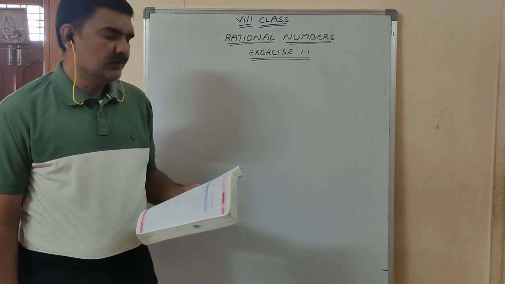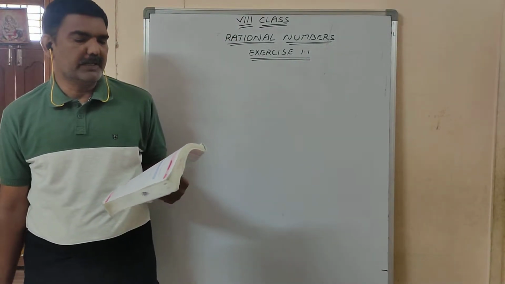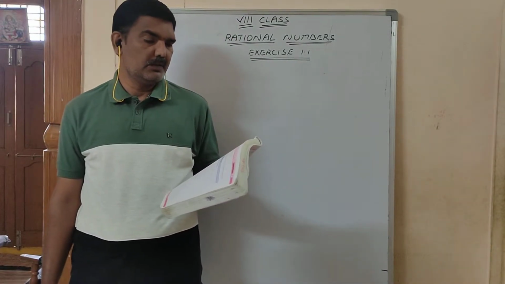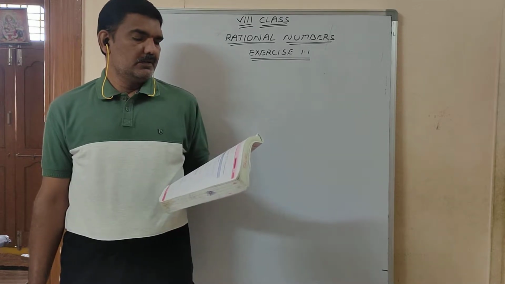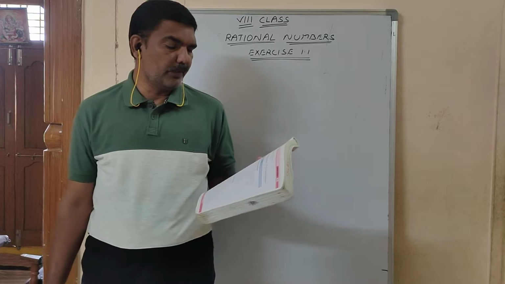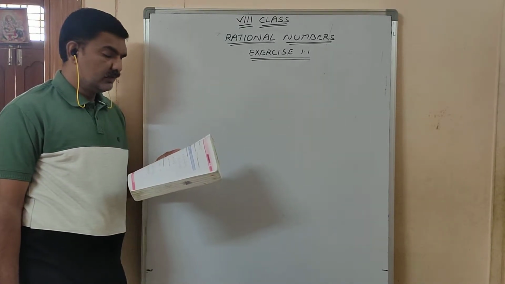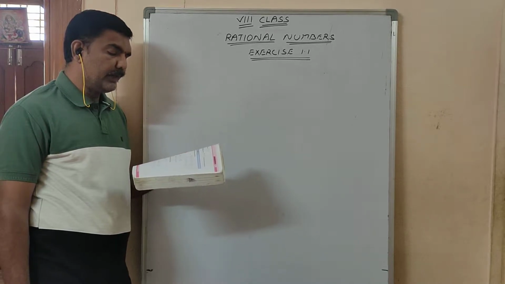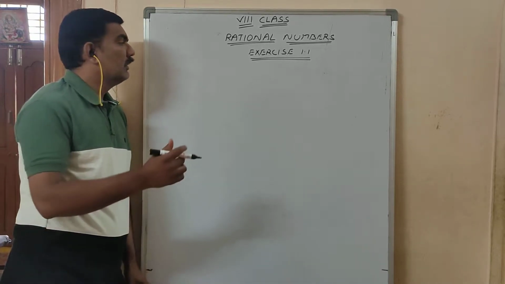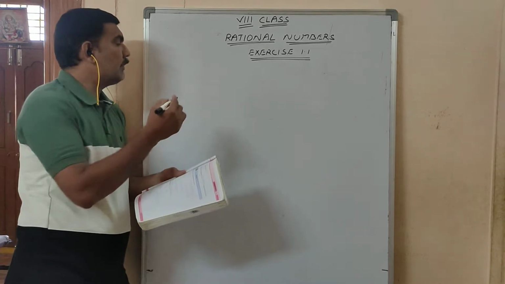Good morning, children. Now I'll continue 8th class maths exercise 1.1. In 1.1 the first problem is completed, and next we'll go for the second problem. What you have to do is write the additive and multiplicative inverse of the following. You have to write the additive inverse as well as the multiplicative inverse.